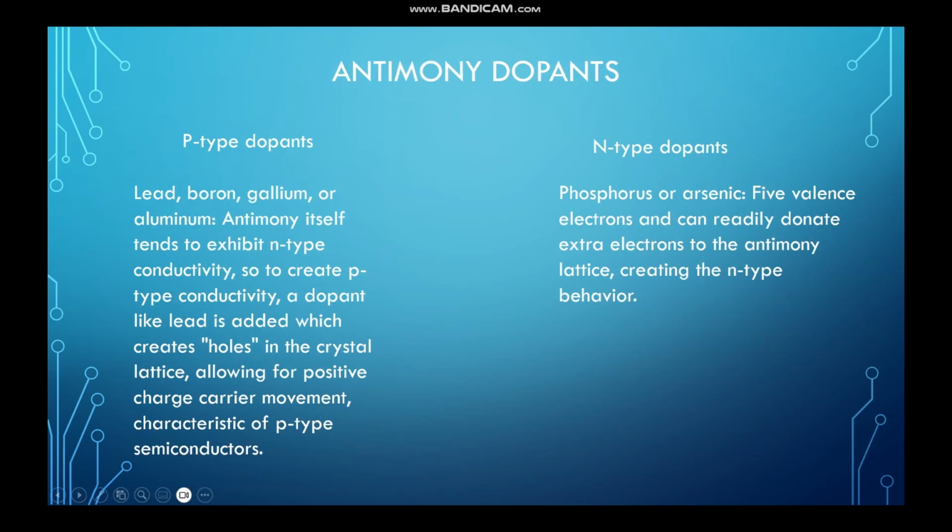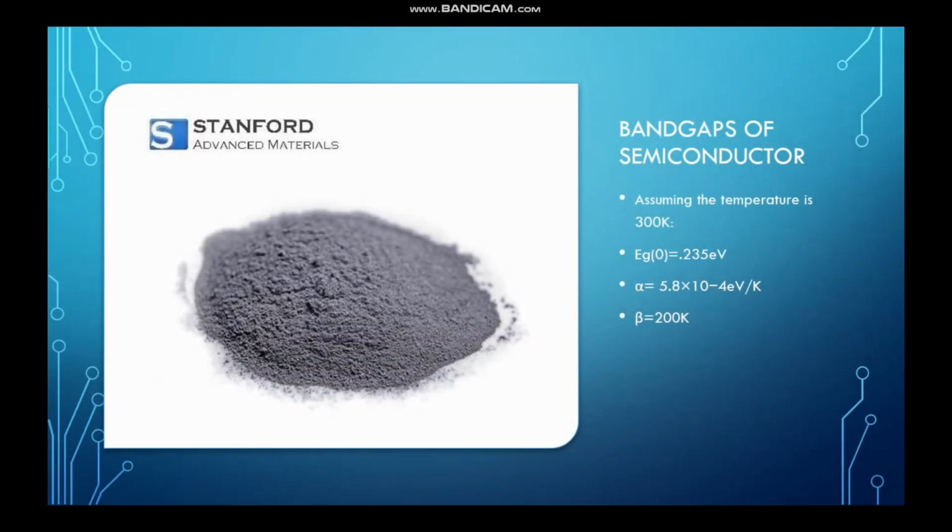For antimony, for P-type dopants, we have lead, boron, gallium, or aluminum. Since antimony itself tends to exhibit N-type conductivity, in order to create P-type conductivity, a dopant like lead will create holes in the crystal lattice, allowing for positive charge carrier movement and P-type semiconductors. For N-type dopants, phosphorus or arsenic, these have 5 valence electrons and readily donate extra electrons to the antimony lattice, creating N-type behavior.